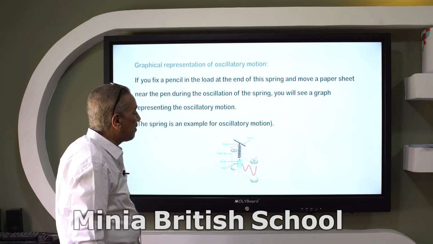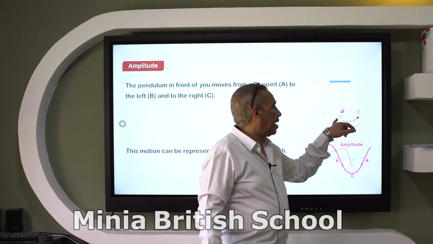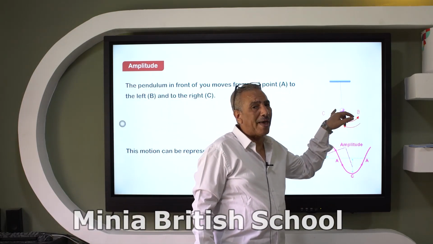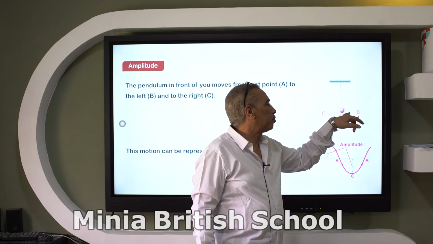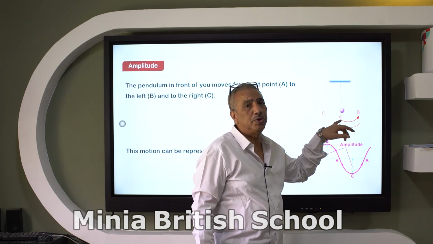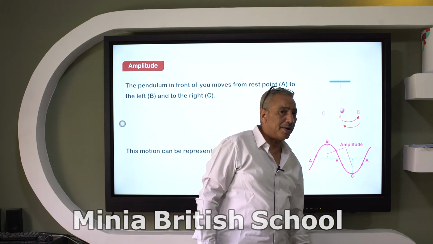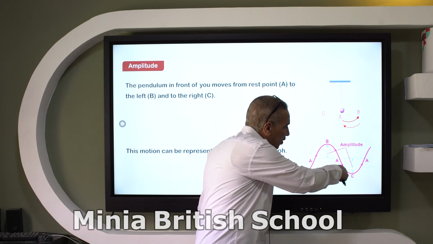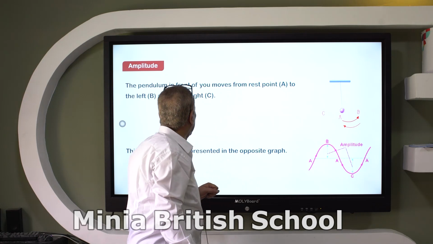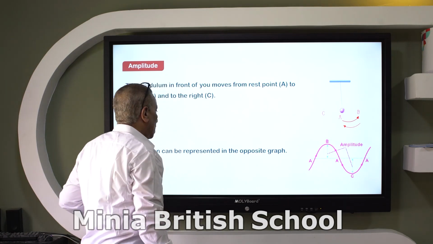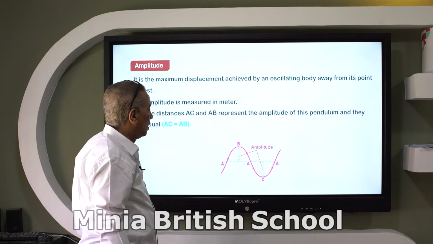If we want to make a graphical representation for the oscillatory motion, say the ball of the pendulum is first at the position A, then it moves to the position B, then returns back to the position A, then it moves to the position C, then returns back to the position A. This is the graphical representation of the oscillatory motion, represented by this kind of graph.